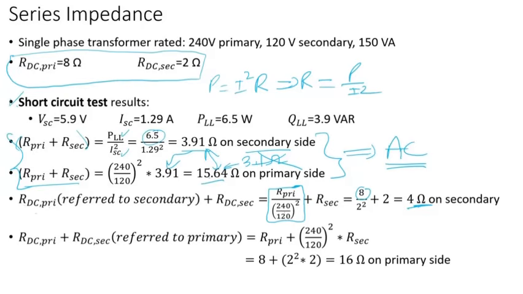I can also refer it to the primary side. I can take the primary DC resistance, which is 8 ohms, then take the secondary resistance, which is 2 ohms, it's given, times the voltage ratio, which is 240 divided by 120, quantity squared, which is 2 squared. So 8 plus 8 is 16 ohms on the primary side. For smaller transformers, the resistance will probably dominate the reactance. And by small transformers, I mean distribution type.